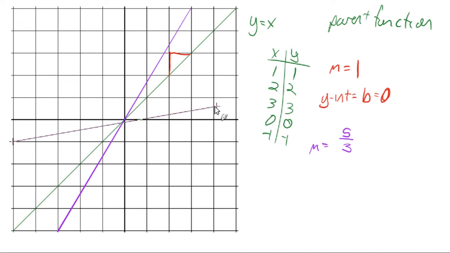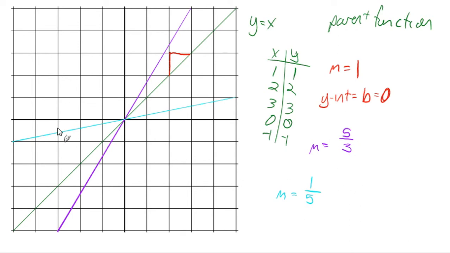Let's try a less steep line. Less steep, I guess, is the right word. So it's a less steep line. Let's see how its slope compares to the green one here, and how big its slope is. Go up 1, because I'm just going to go from here to there. M is 1 over 1, 2, 3, 4, 5. 1/5. So that's a smaller slope than the parent function. Okay.